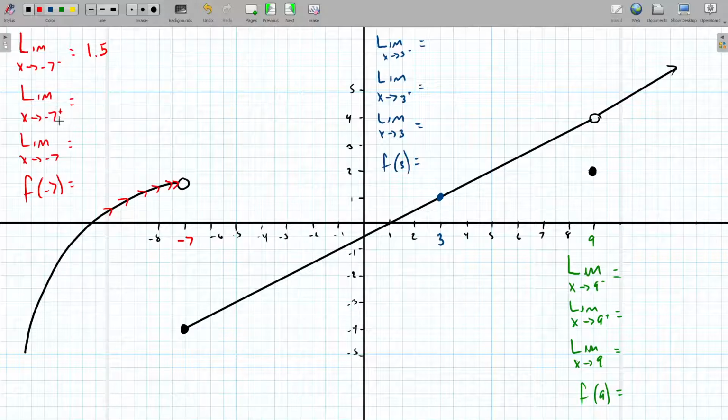What about as we approach -7 from the right? Well, as we approach -7 from the right, we're on this other line, and it now looks like we're going to hit -4.